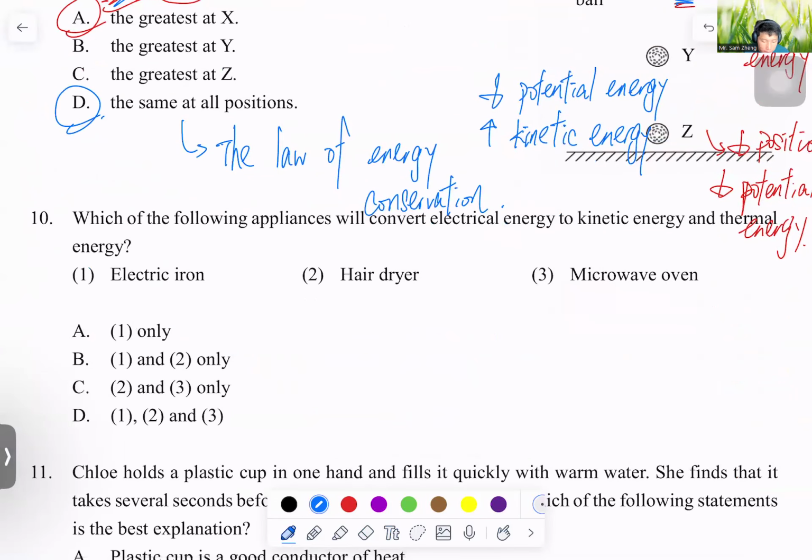Which of the following appliances will convert electrical energy to kinetic energy and also thermal energy? Definitely all three of them will convert electrical energy. But the electric iron would not move by itself, so it would not possess any kinetic energy. Rather, it will only possess thermal energy. Therefore, both 2 and 3 will be correct. The answer would be C.